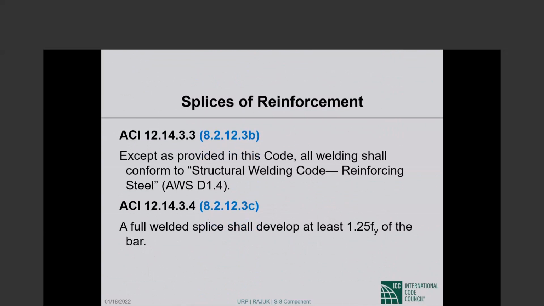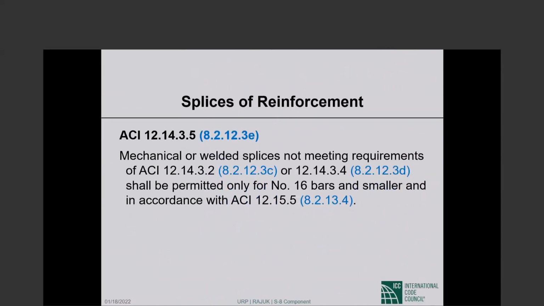Except as provided in this code, all welding shall be by AWS D1.4. There must be parts of the world where that is not followed, but in a large part of the world, AWS, that's American Welding Society, D1.4 is what is used for welding. A full welded splice shall also develop 125% of the yield strength of the bar that it is splicing. Mechanical or welded splices not meeting the full 1.25 f sub y requirement shall be permitted only under certain conditions.